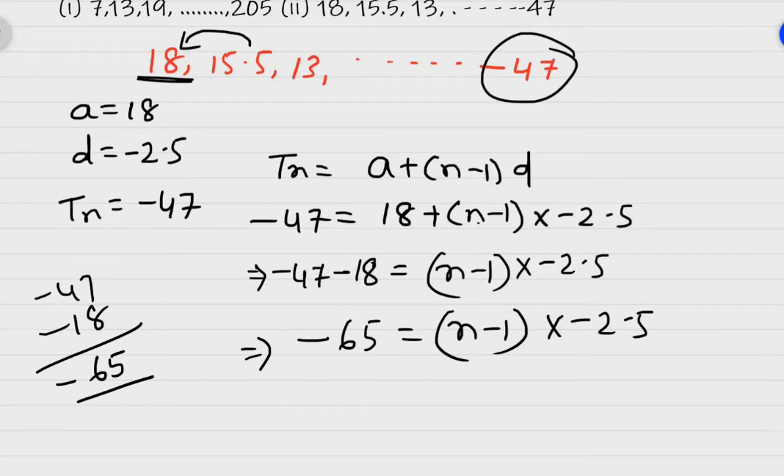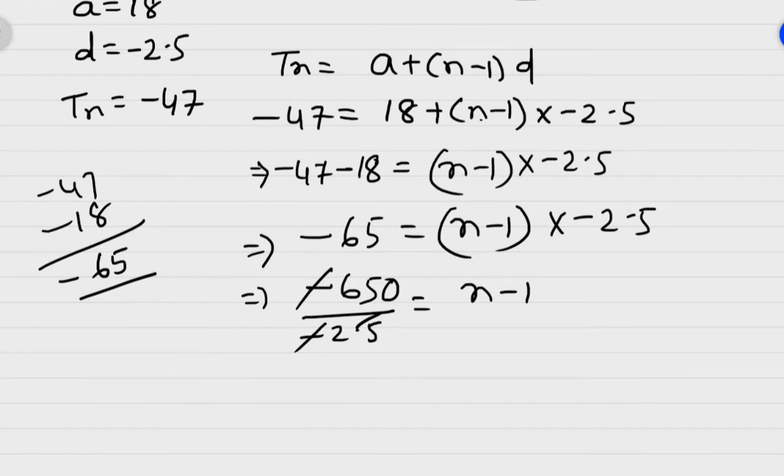Okay. So do one thing. Just carry minus 2.5 to this side. So what we will get? Minus 65 by minus 2.5 equal to n minus 1. Now minus minus cancel. If you take out the point from here, you will get 650 by 25. This implies 650 by 25 is equal to n minus 1. Now if you cancel 25 here, 25 2s are 50, isn't it? Now 150 is left. So 6 are 150. So see here, 25 into 26 you will get 650.